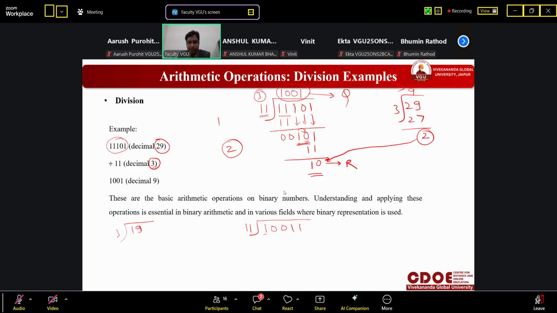Do this example that I have given you and tell me the answer. So Sanjeet says 0 1 1 0. Remainder is 1.